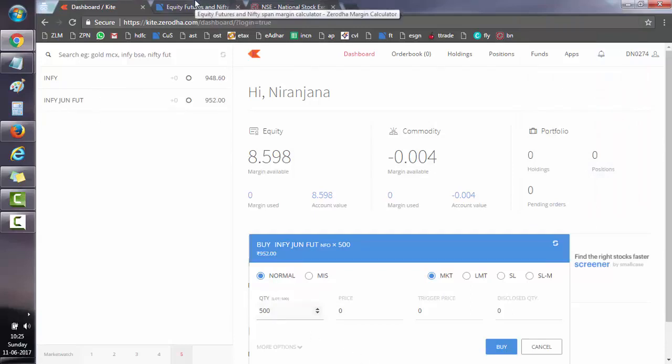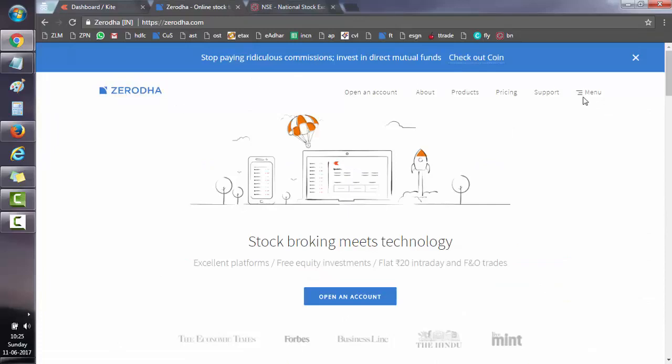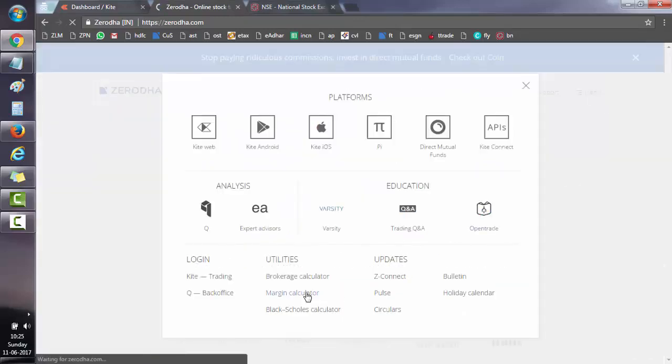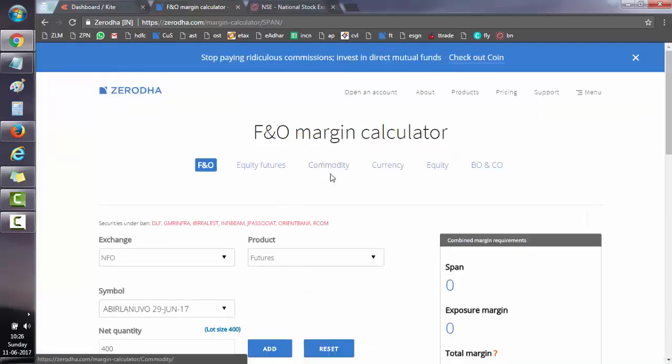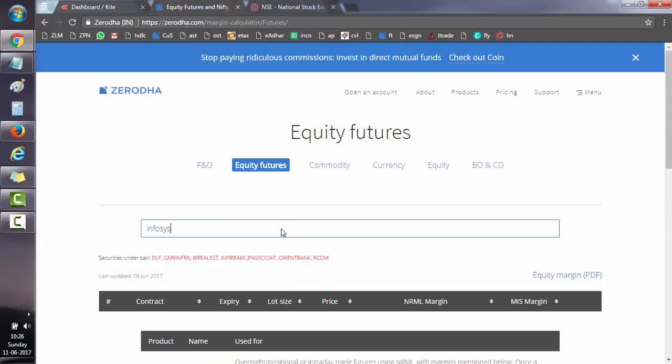So what I'm going to do is open the margin calculator. So just type zerodha.com. In that, click on menu. In that, you go to margin calculator. You just type equity futures and type Infosys. Okay, so this particular list of contracts has Infosys future contract as well, but it is not showing up.